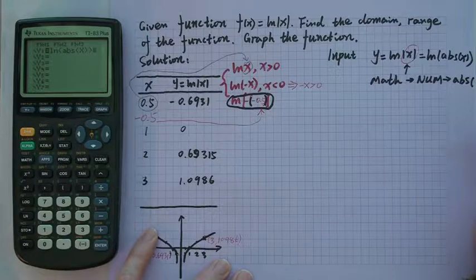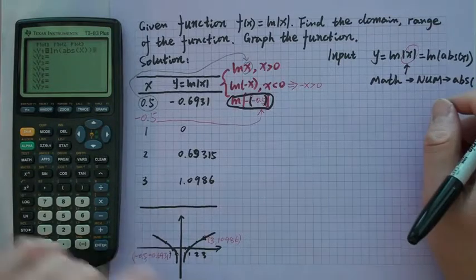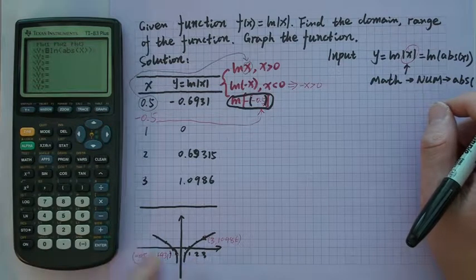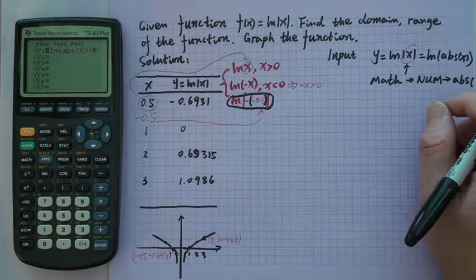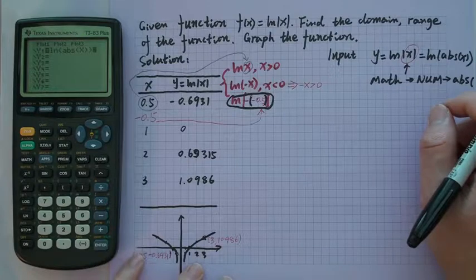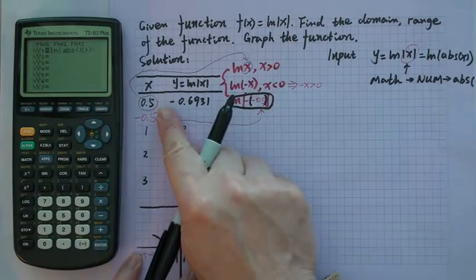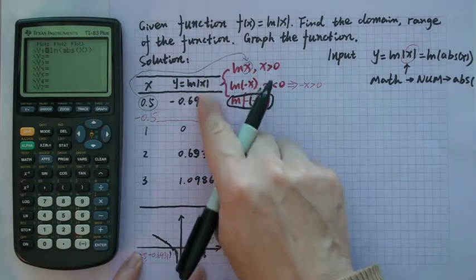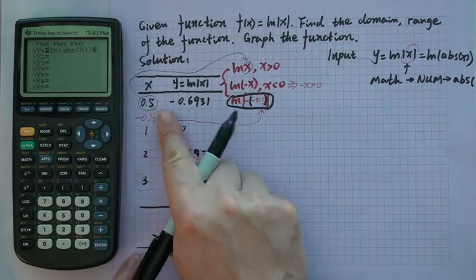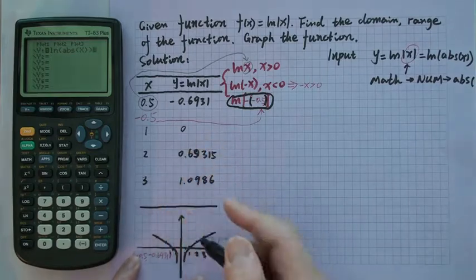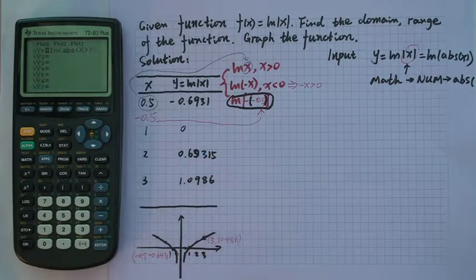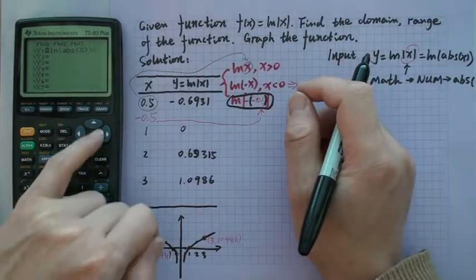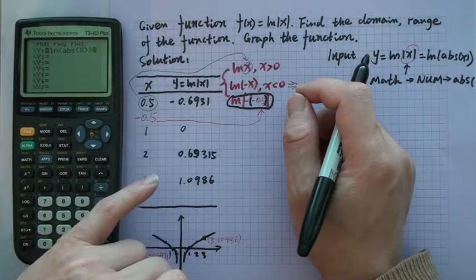After you get that, you can go straight to hit graph, but we don't want to go that way. We want to know how the graph actually works out. We need a table to find points, and then we connect the points, and we shall get the graph. How are we going to get the table?